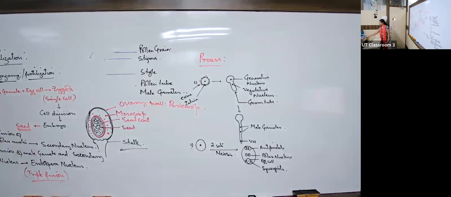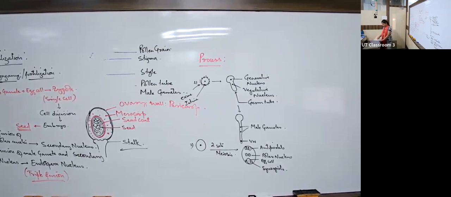Then you have to understand the fate of the ovule and the ovary. The ovary forms the fruit, the ovule forms the seed. Now, very fast, try to do this.